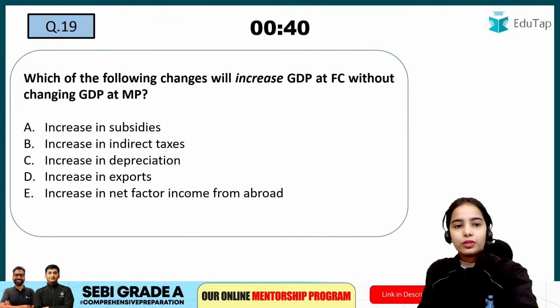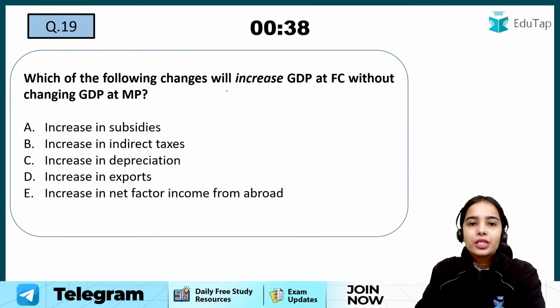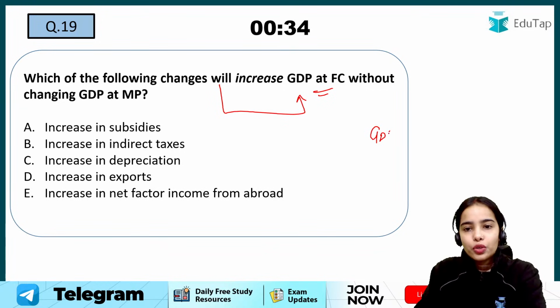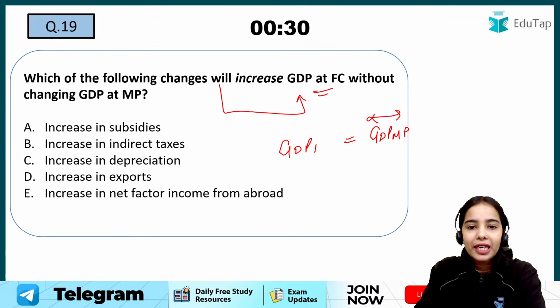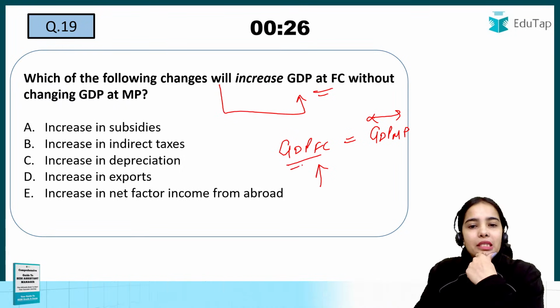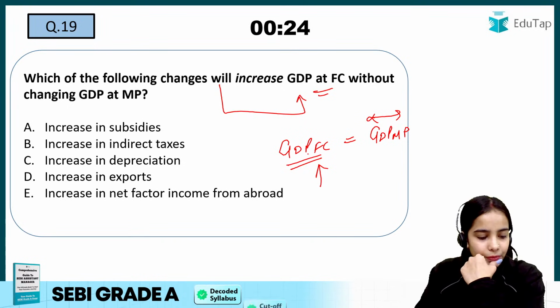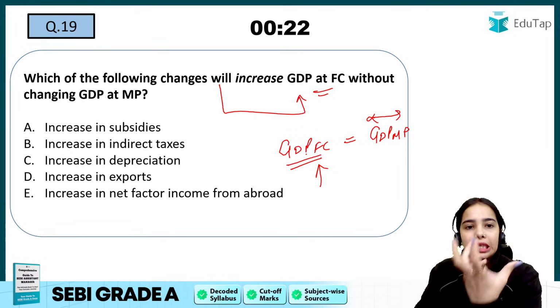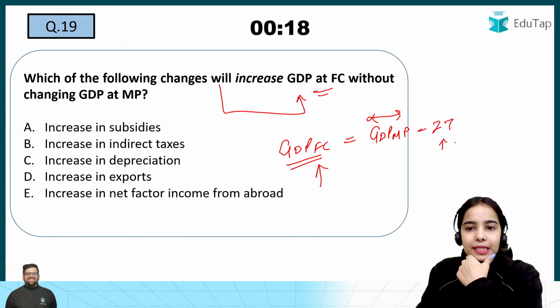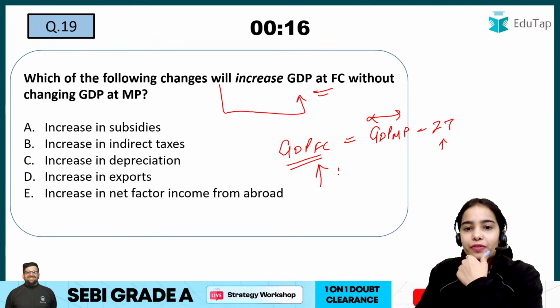Now, which of the following changes will increase GDP at FC without changing GDP at MP? So you have the GDP at MP which is not changing. So how will GDP at FC increase? What do you think will increase the GDP at FC? If indirect taxes are increasing, then GDP at FC will decrease because indirect taxes are deducted. So it should not increase, right?